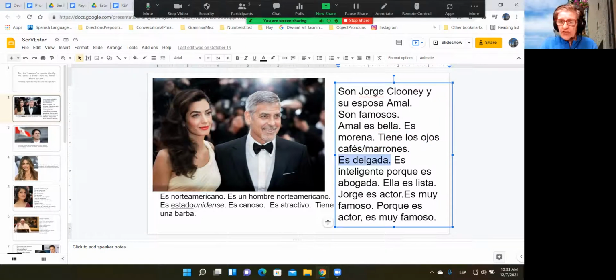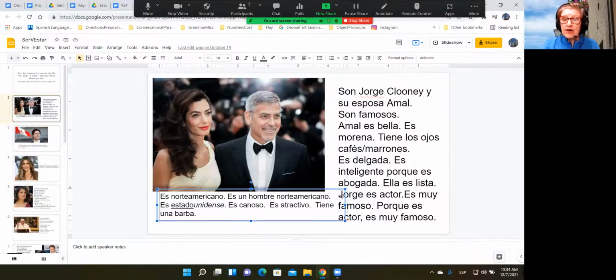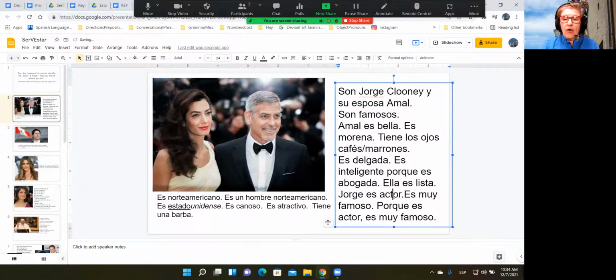Es delgada. She's thin. Es inteligente porque es abogada. She's intelligent because she is a lawyer. Ella es lista. She is clever, smart. Jorge es actor. George is an actor. It's what he does for a living. I'm identifying him. Es muy famoso. Porque es actor, because he's an actor, es muy famoso. All of these talked about ser, okay?